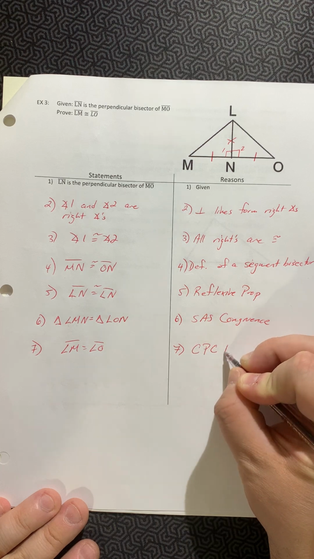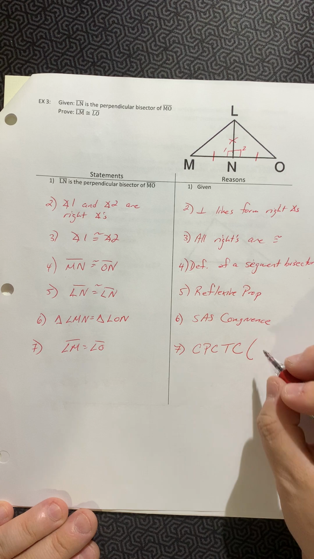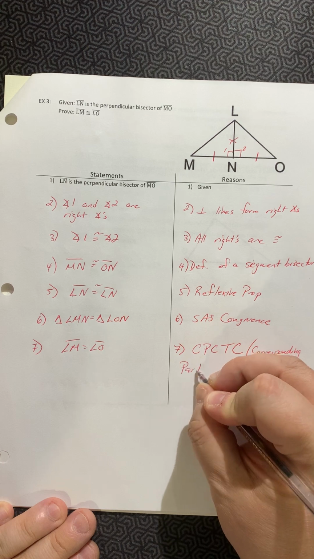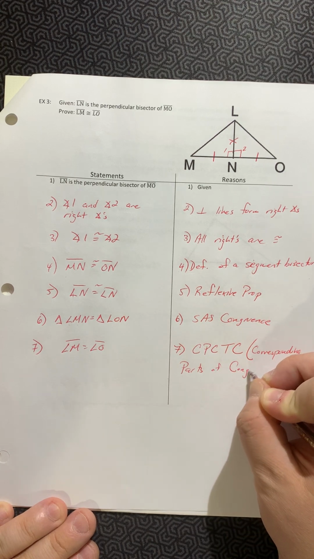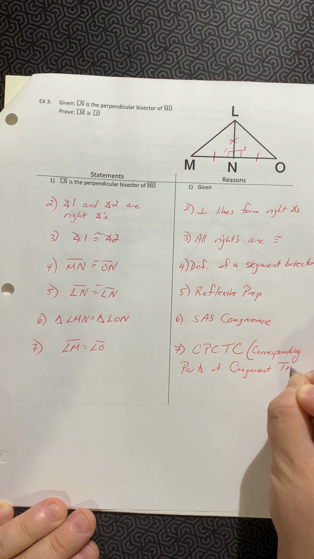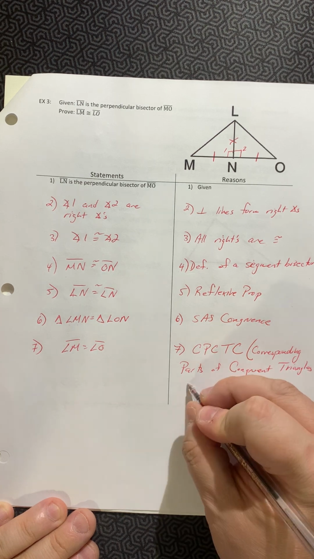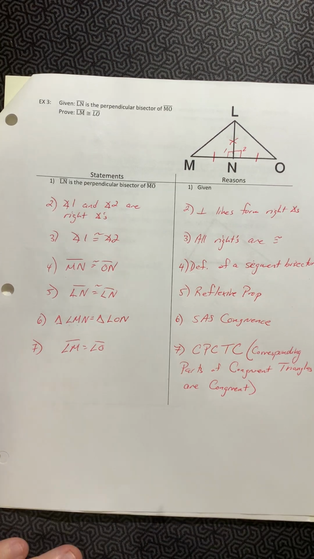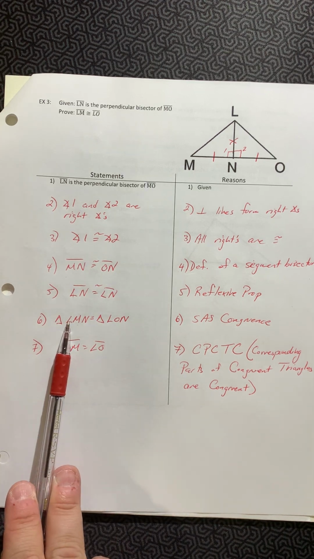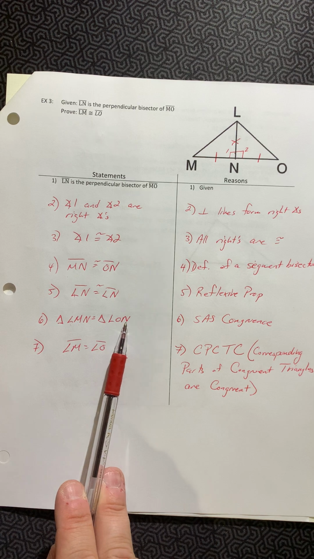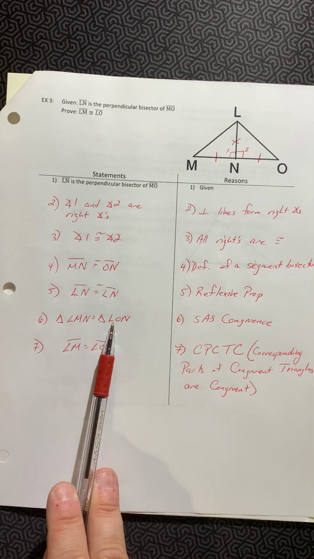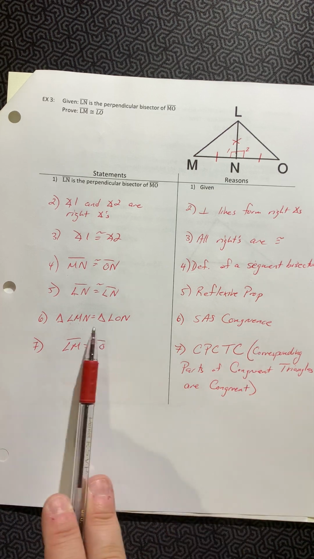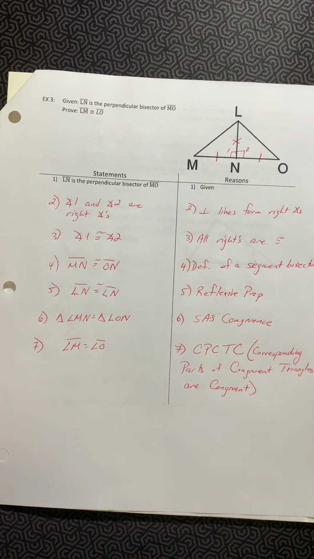It's called CPCTC, which is an abbreviation for corresponding parts of congruent triangles are congruent. So if I look at how I named the triangles, LMN, LON, the LM and the LO were corresponding parts. So those corresponding parts of the congruent triangles I just proved, they independently themselves are congruent.